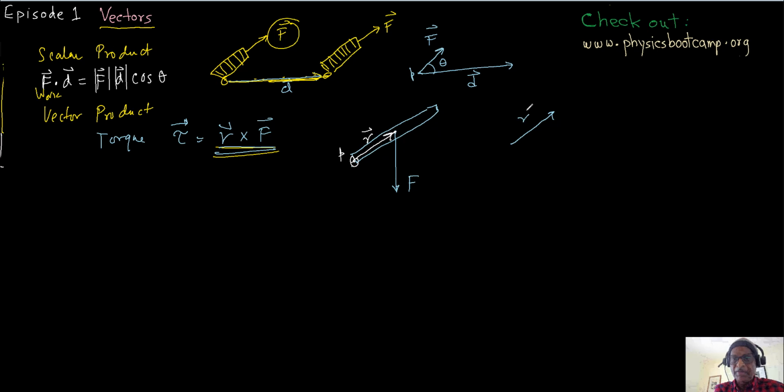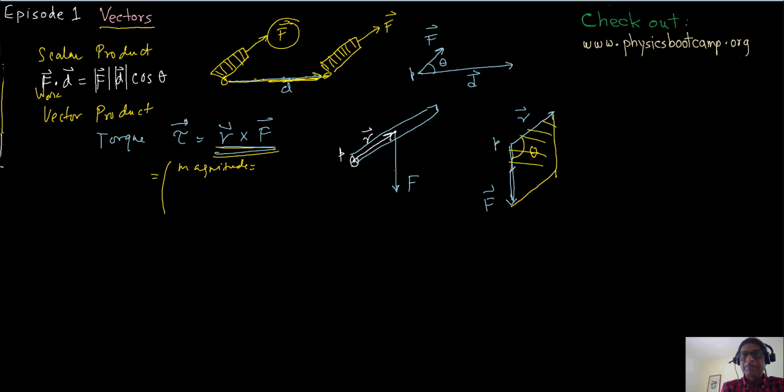So this is my r from the common point P, and I'm going to move this force to act down here. And now I need the angle. This is the angle theta. And so the magnitude will be the area of this parallelogram, right? And that's just r times F times sine theta. And you can convince yourself that's the area of the parallelogram. Okay.